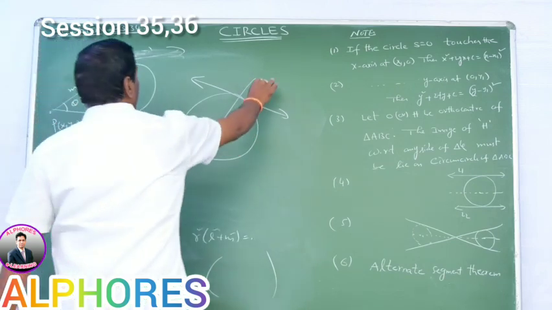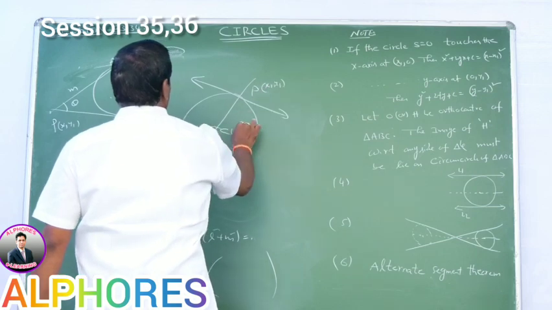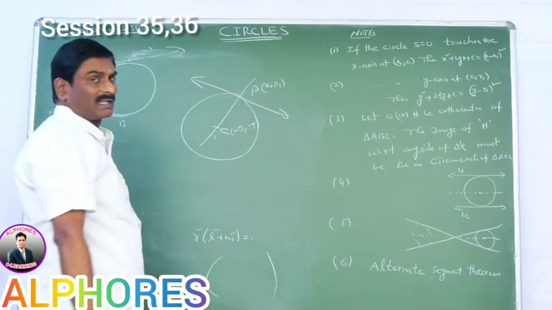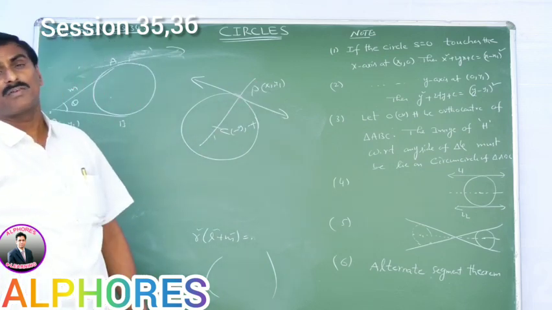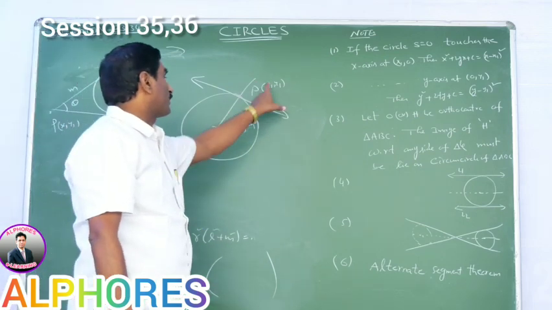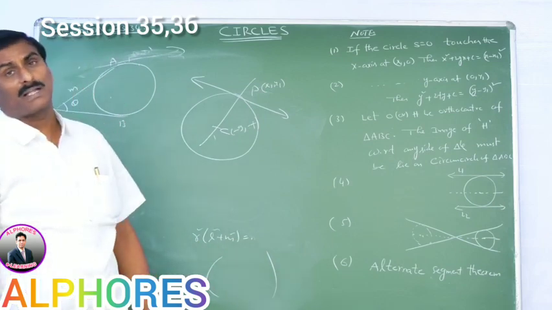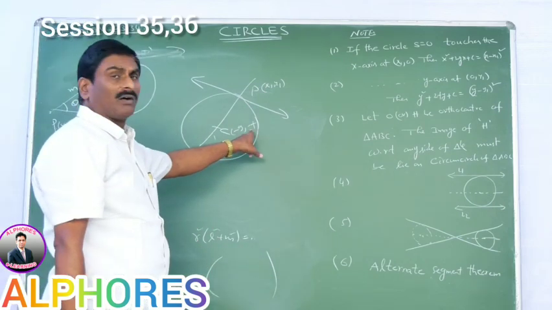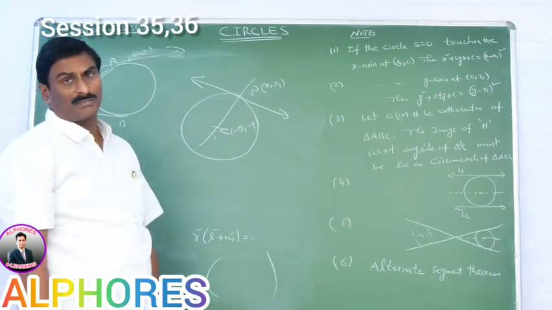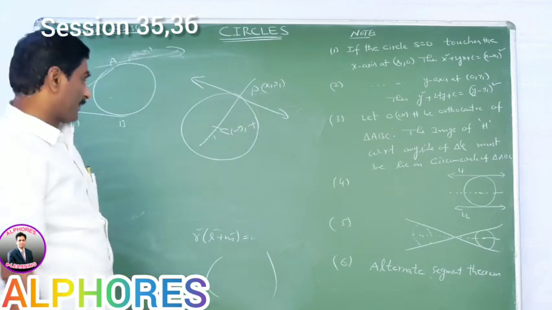P is (x1, y1). What is the center? Minus g comma minus f is the center of the circle. So, the equation of the normal is nothing but the equation of the line CP. y minus y1 is equal to slope m, that is y1 plus f by x1 plus g, into x minus x1. It is the equation of the normal. Okay. If the center is 0 comma 0, directly substitute g, f is equal to 0 comma 0 for the small circle.